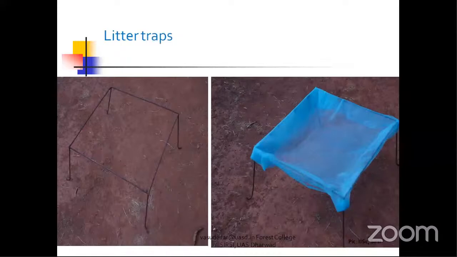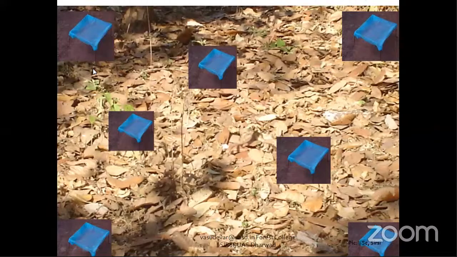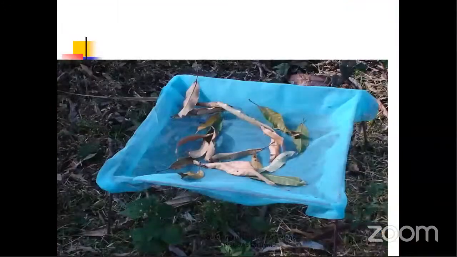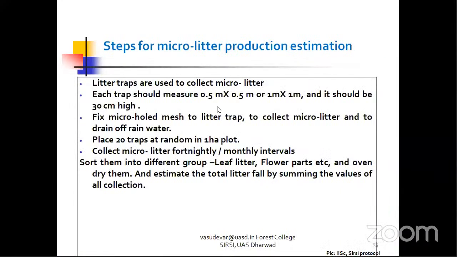So we put litter traps like this, a 1 meter by 1 meter litter trap with a small plastic sheet or a plastic net attached to it. You can put such litter traps all around 1 hectare, and then start collecting litter periodically and estimate the litter fall through the season. Litter traps are used for collection of the microlitter. This is either a 1 meter one or a half meter one, and we can collect from 20 traps in 1 hectare.